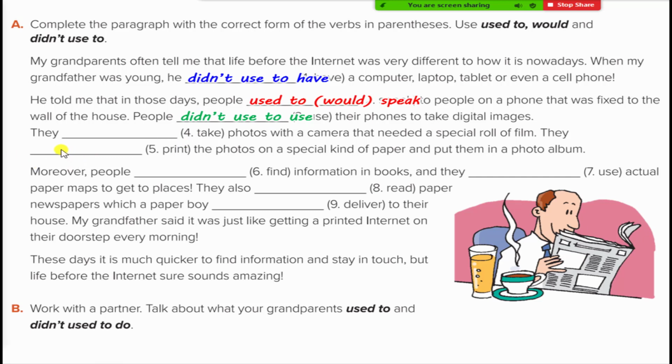Okay, Abdurrahman. Okay, teacher. Next paragraph. It's number 4. Yes. They take photos. Take becomes? They used to take. Yes, I mean the answer, or would take photos. Yes.